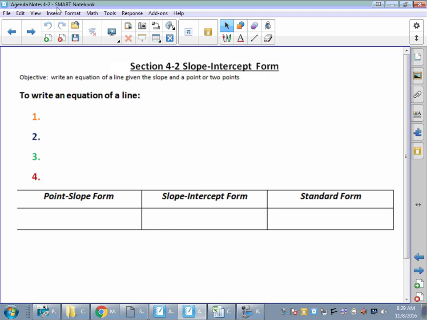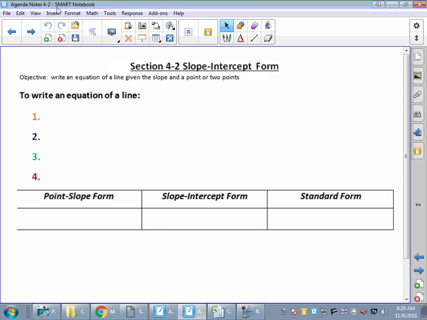I know this feels a little weird since we already did section 4.3, but I like to do this in this order. I disagree with how the book set it up. So we're going to talk about slope-intercept form. We graphed in section 4.1 using slope-intercept form.